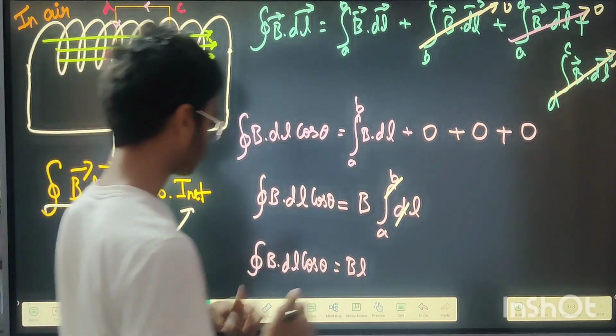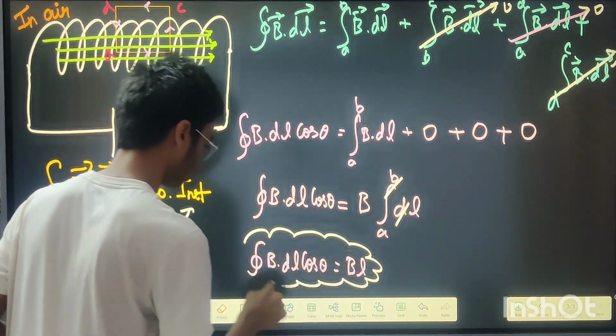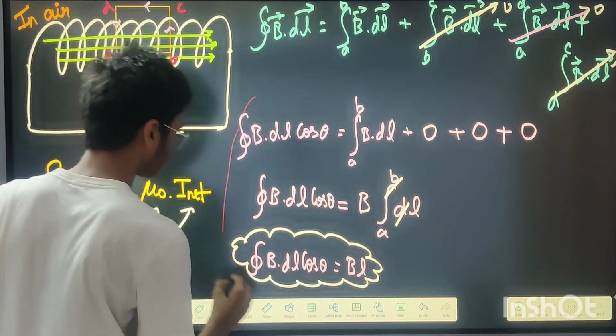Now what do you have to do? Now coming to net current, that means the total current.